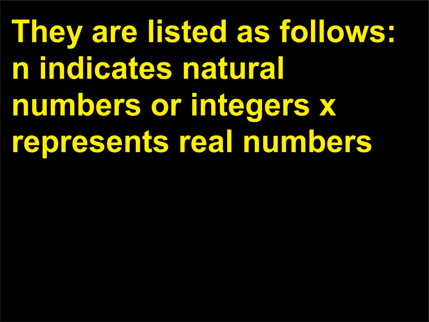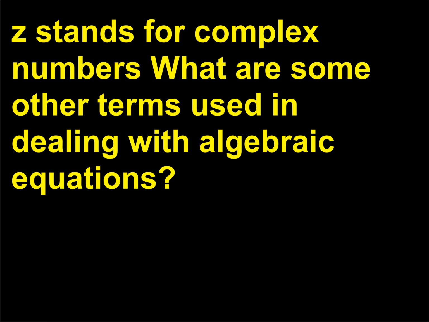They are listed as follows: n indicates natural numbers or integers, x represents real numbers, Z stands for complex numbers. What are some other terms used in dealing with algebraic equations?